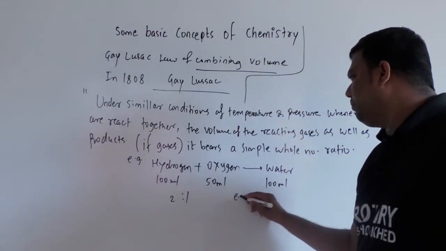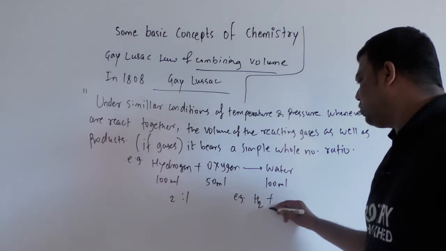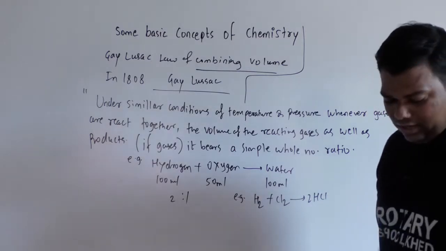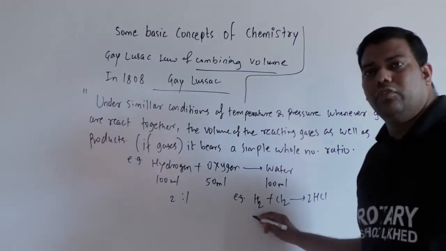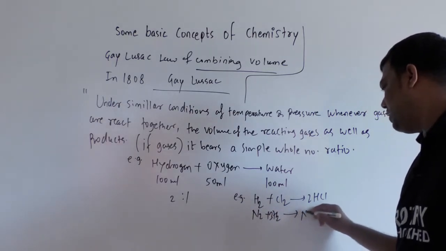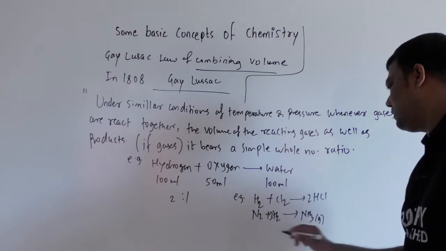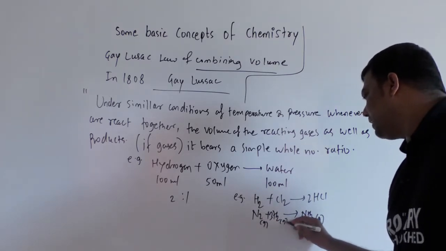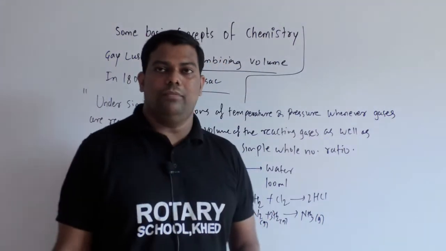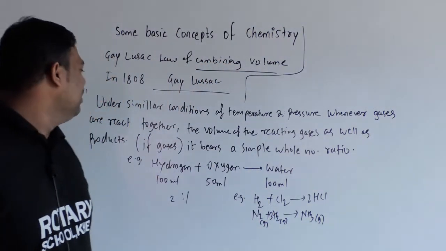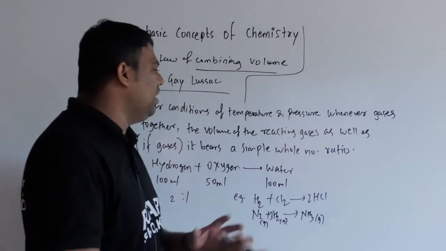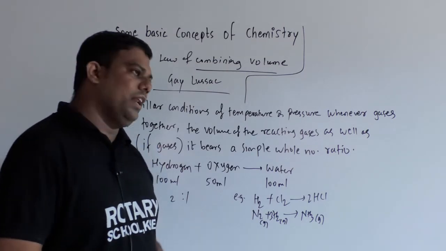Let us consider other examples also. Suppose you write H2, that is hydrogen, and chlorine, H2 plus Cl2, that gives 2HCl. One more example: N2 plus 3H2 gives ammonia gas. These are also gases. So these are examples of Gay-Lussac's law of combining volumes. It means that under similar conditions of temperature and pressure, when gases react, the volumes of the reacting species as well as the products bear a simple whole number ratio.